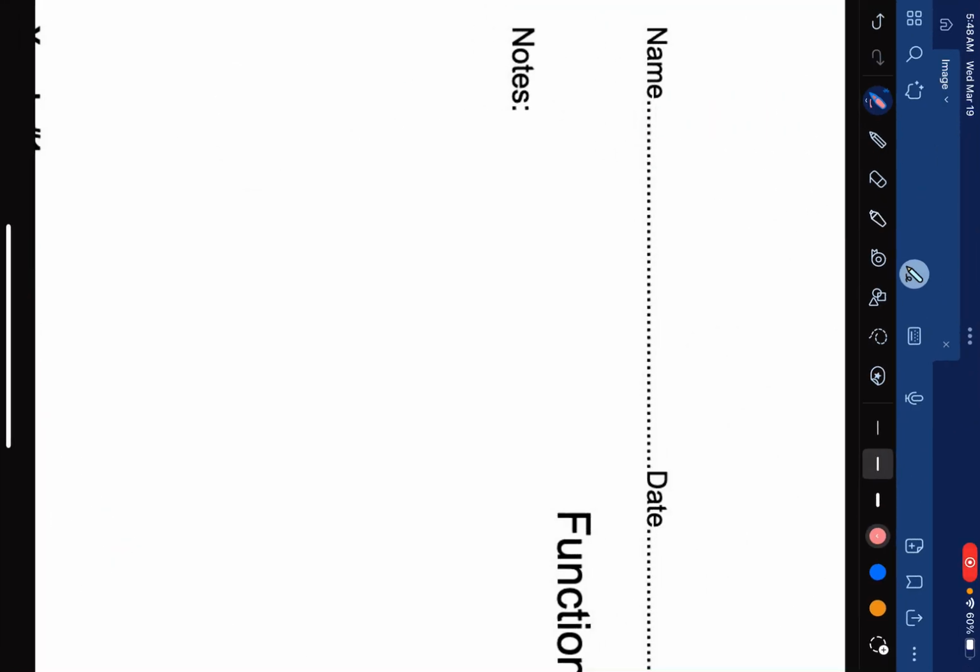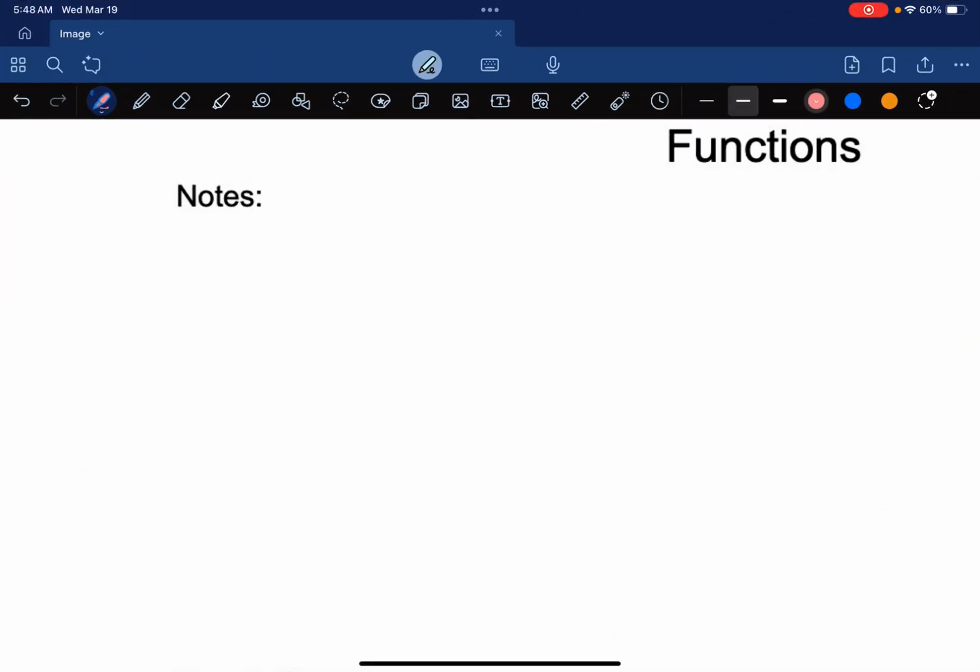Today's review is over functions. So I'm going to show you or remind you what a function looks like. Remember, for a function, we want our x value.